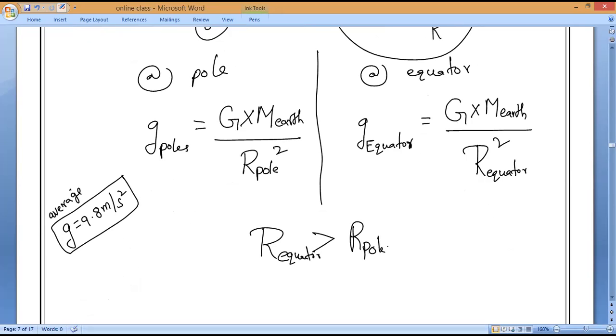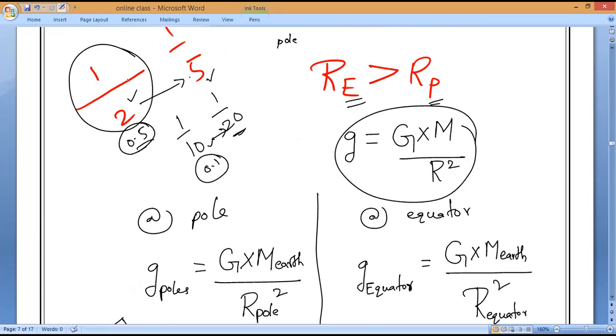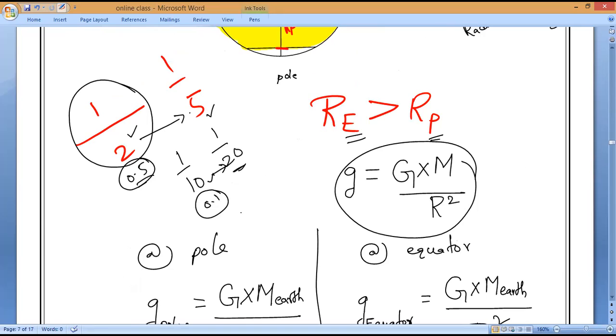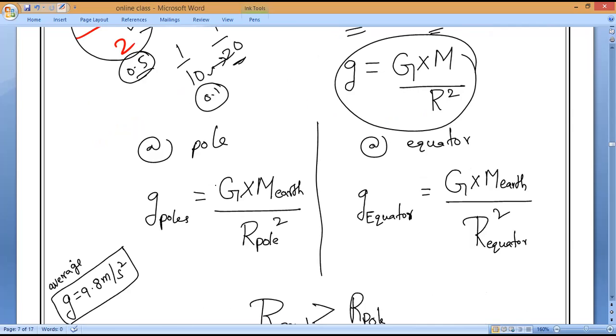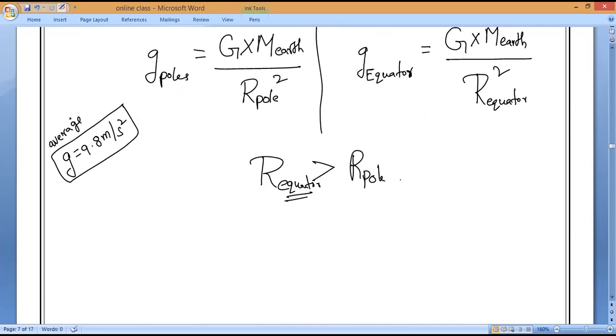Anybody? Radius is increasing, g value decreases or increases? See, you can hear, that is what I said about the denominator. If the denominator is increasing, the value is decreasing or increasing? Decreasing. So radius is increasing, g value decreases or increases? Harish, Kaushik, can you understand, Harish? Yes. So now at the equator, the radius is greater.